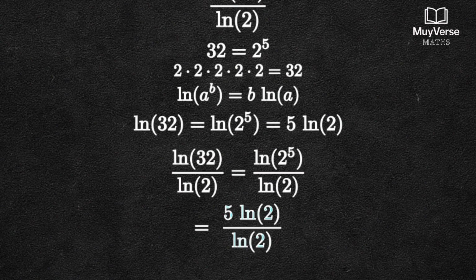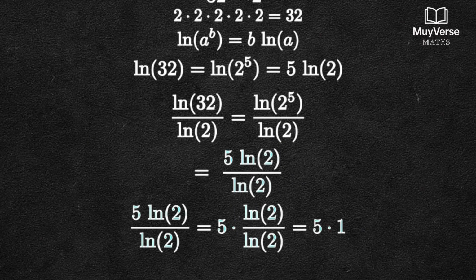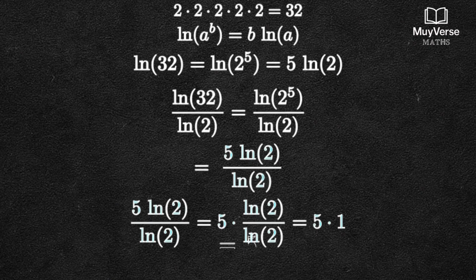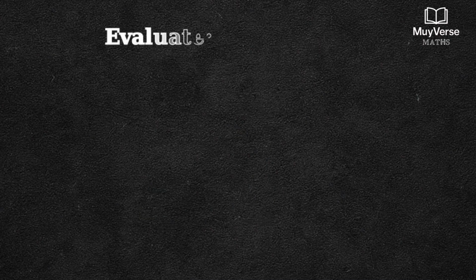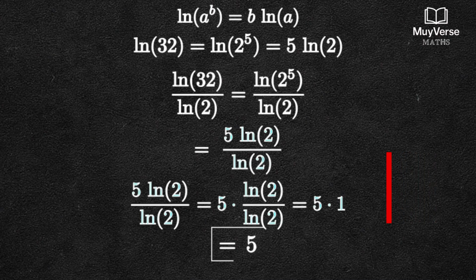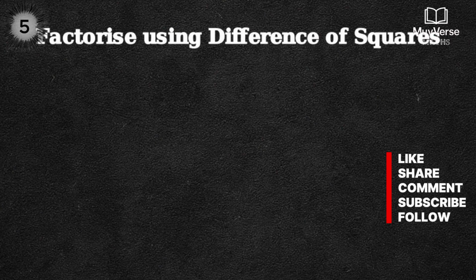Since the same factor ln of 2 appears in the numerator and the denominator, they cancel. We can write 5 times ln of 2 over ln of 2 equals 5 times 1. Therefore, the value of the expression is 5. Answer: 5.